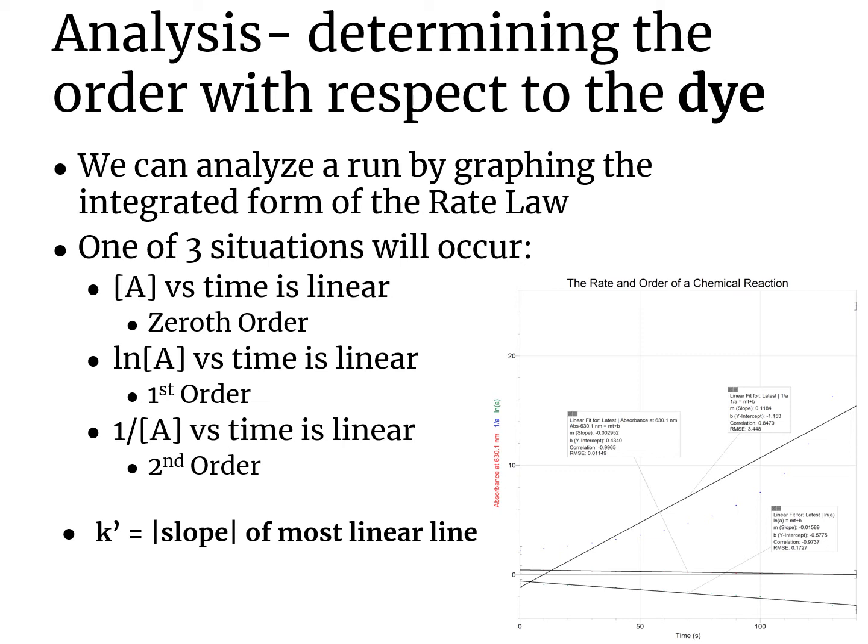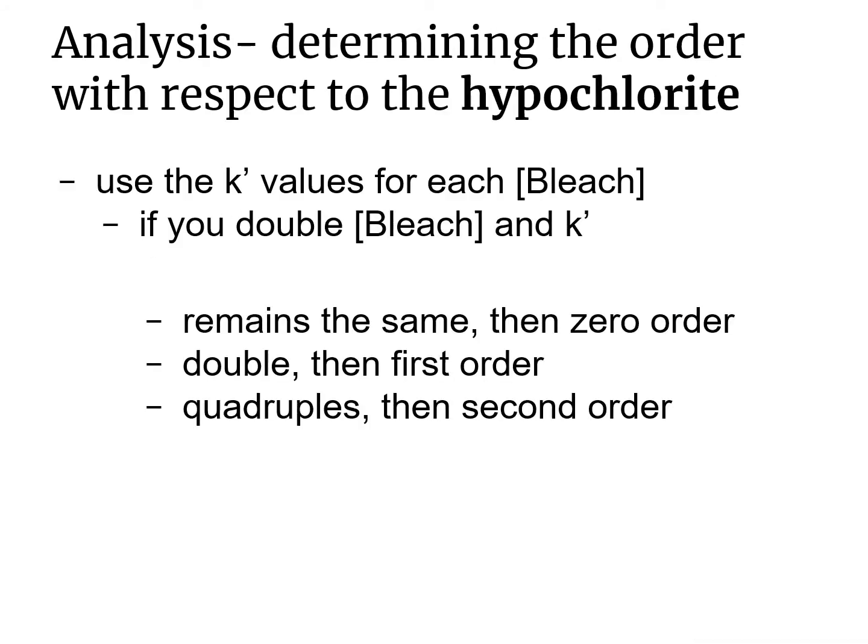So we have solved K prime, and remember that K prime was equal to K times the concentration of the bleach raised to the order of reaction with respect to the bleach. And now, since we have dealt with how to find the order of reaction with respect to the dye, let's delve into finding the order of reaction with respect to the hypochlorite solution.